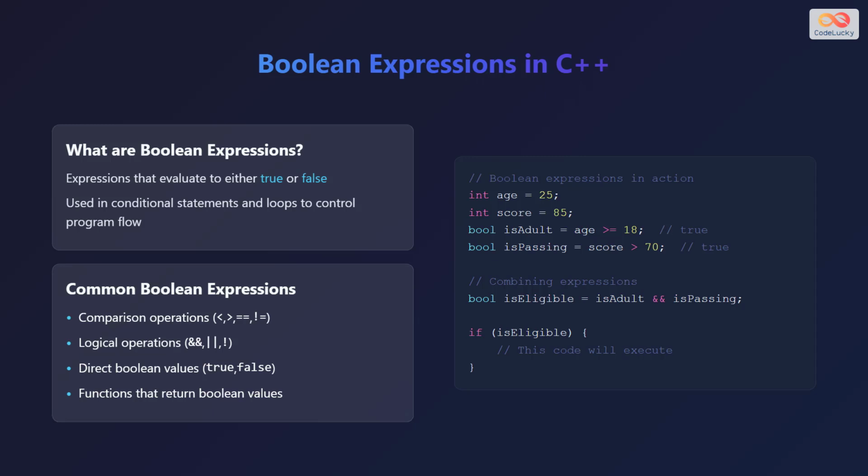A Boolean variable isAdult is assigned the result of the expression age greater than or equal to 18, which is true. Another Boolean variable isPassing is assigned the result of the expression score greater than 70, which is also true. Then we combine these expressions with the and operator. A Boolean variable isEligible is assigned the result of isAdult and isPassing. The if statement checks if isEligible is true, and then executes the code within the if block.